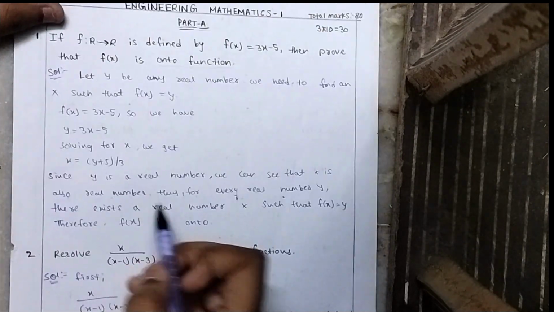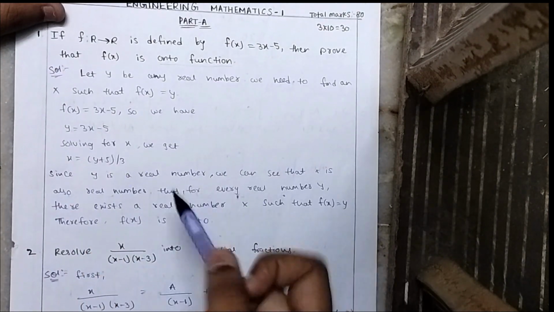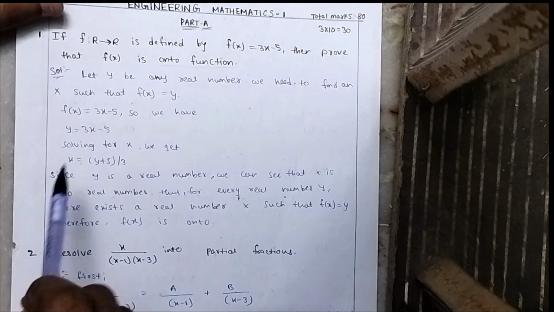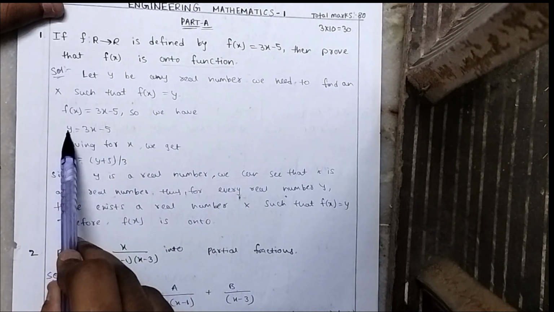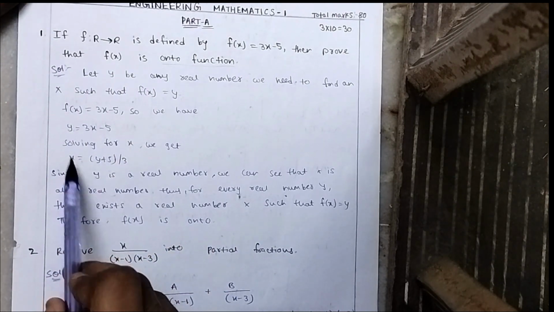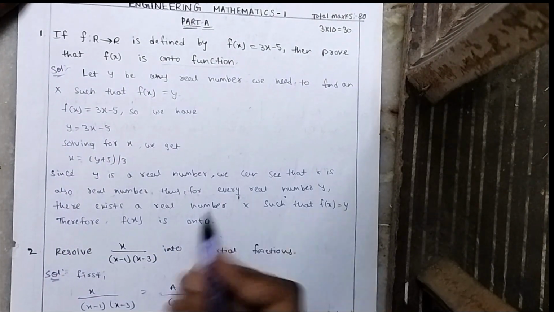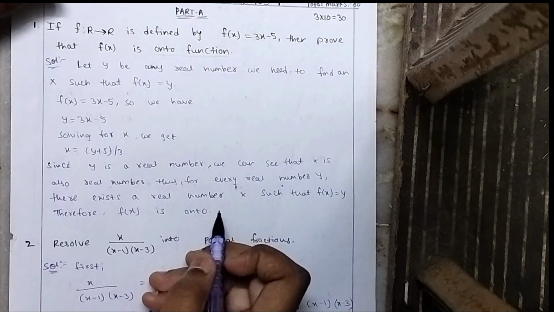So here, since y is a real number, we can see that x is also a real number. So for every real number y, there exists a real number x such that f(x) = y. So f(x) is an onto function, hence proved.